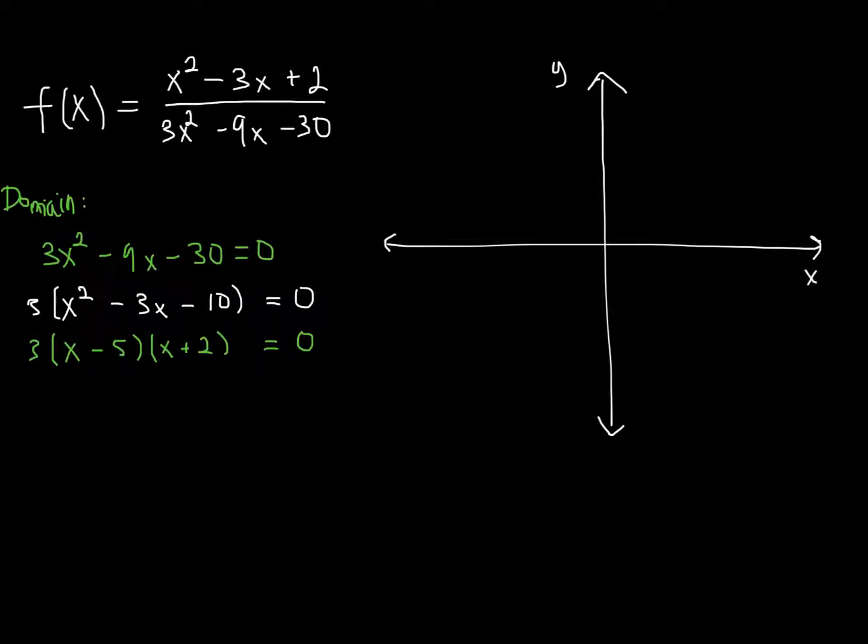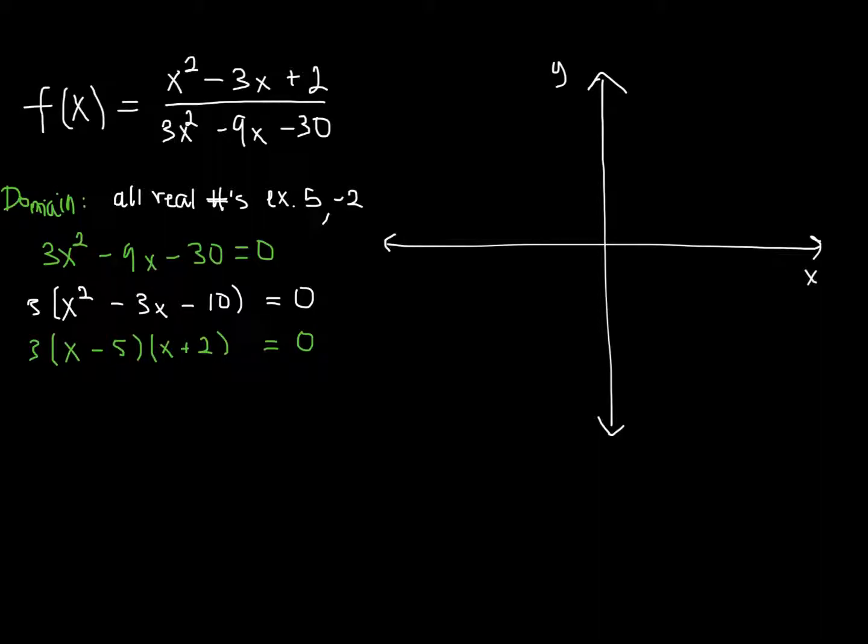So your domain is going to be all real numbers except, and I'm just going to put EX for except, positive 5 and negative 2. Okay. So remember that this means we can get as close as we want to an x value of 5, but we'll never actually be able to have an x value of 5.